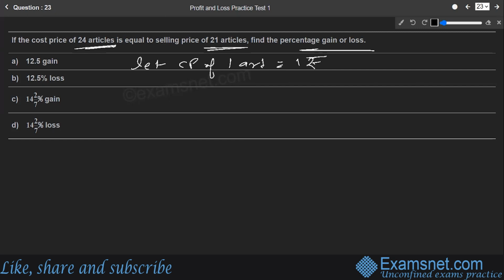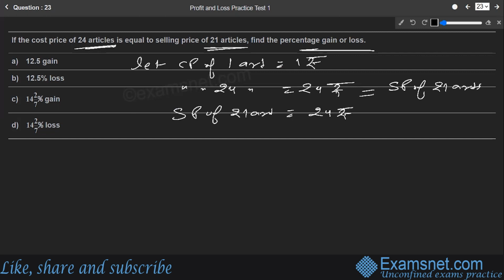If one article's cost price is 1 rupee, then how many articles are there? 24. So the cost price of 24 such articles will be how much? Simply 24 rupees. But they say the cost price of 24 articles is equal to the selling price of 21 articles. So the selling price of 21 articles is 24 rupees. But what will be the cost price of 21 articles? As one article's cost price was 1 rupee, the cost price of 21 articles will be 21 rupees.